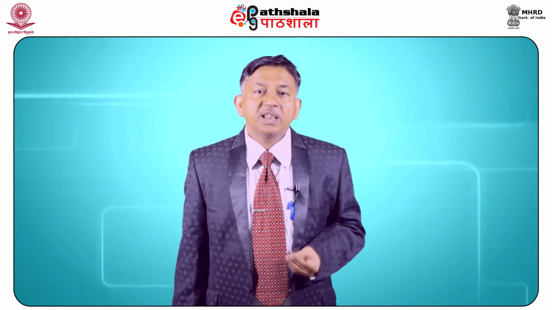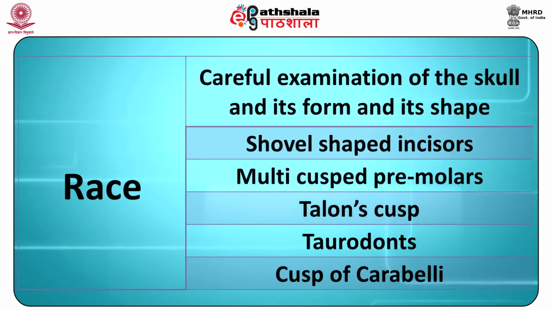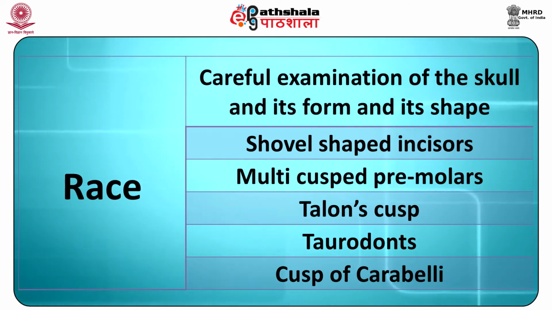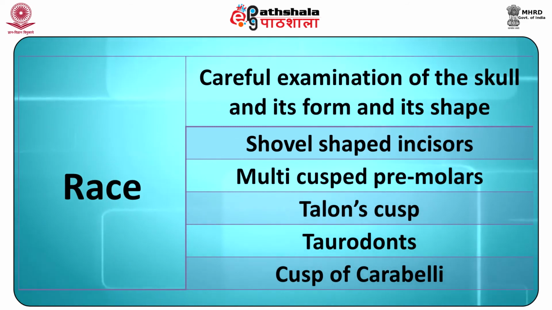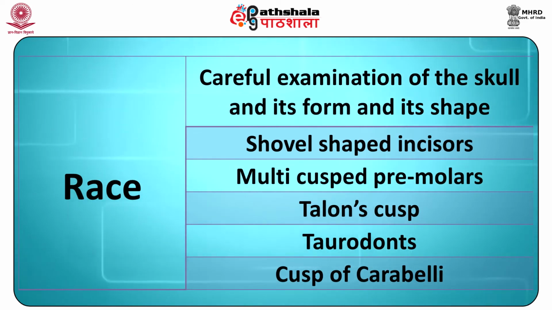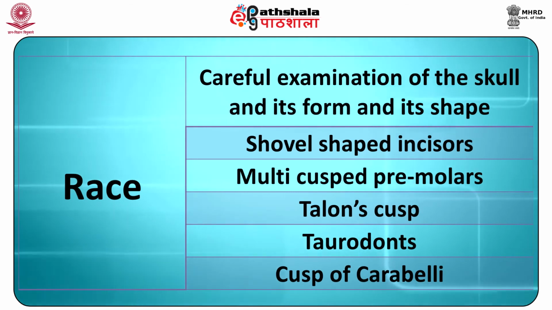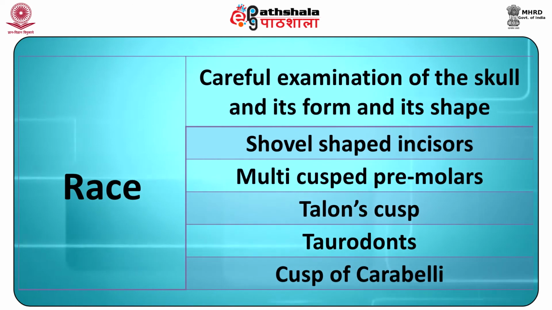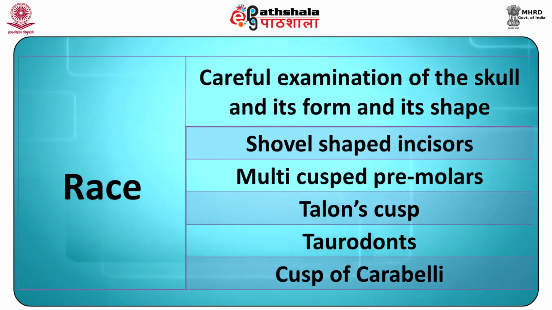So when we compile this information, when we comment upon the race, there is careful examination of the skull, and its form and shape give a clue about the race. Then there are shovel-shaped incisors, multi-cusp premolars, talon cusps, taurodonts, the Carabelli cusps. All these are pointers towards the race of an individual having those kinds of teeth.